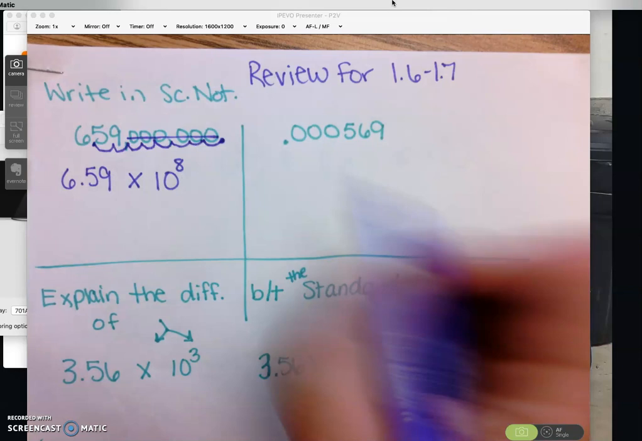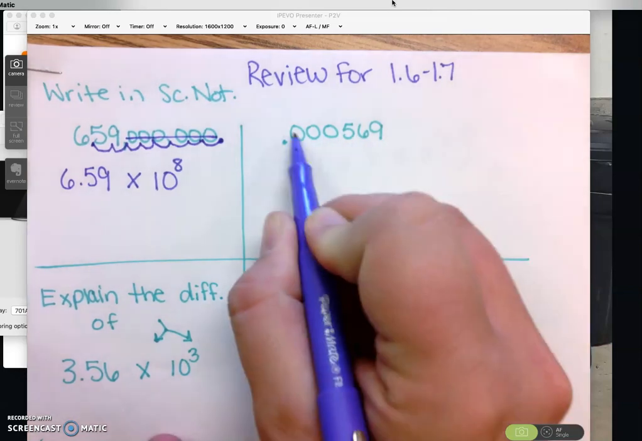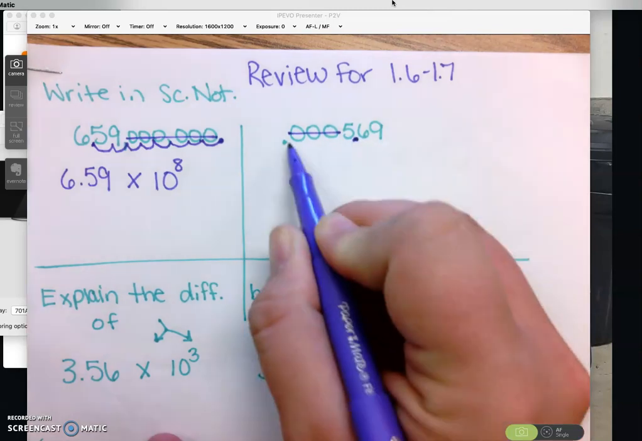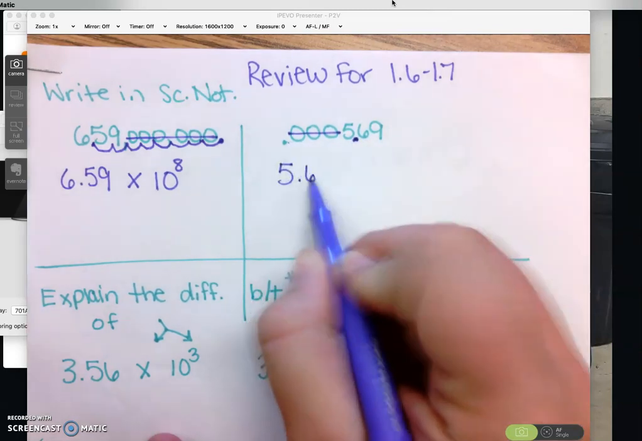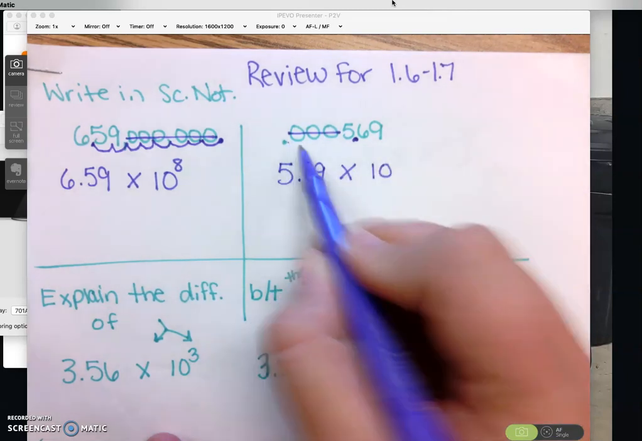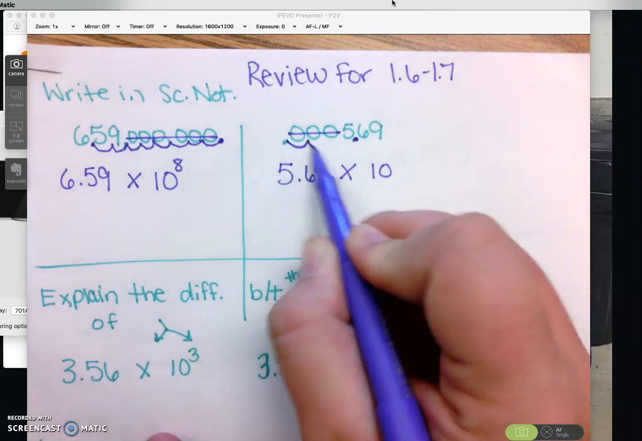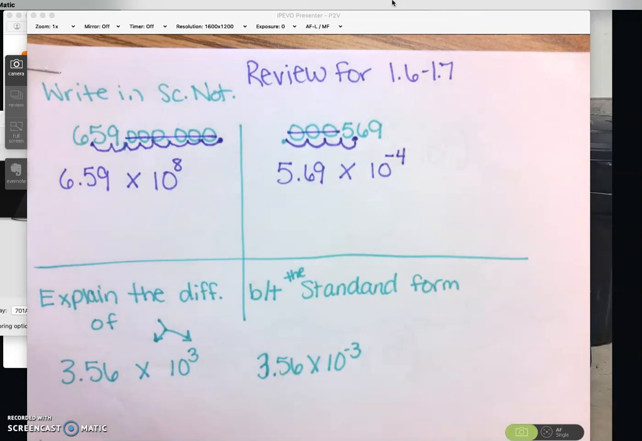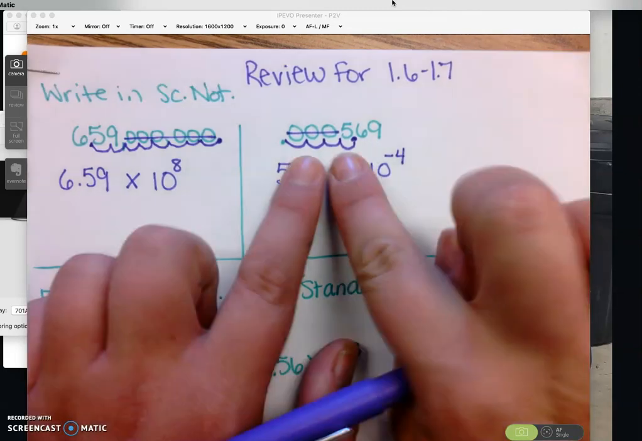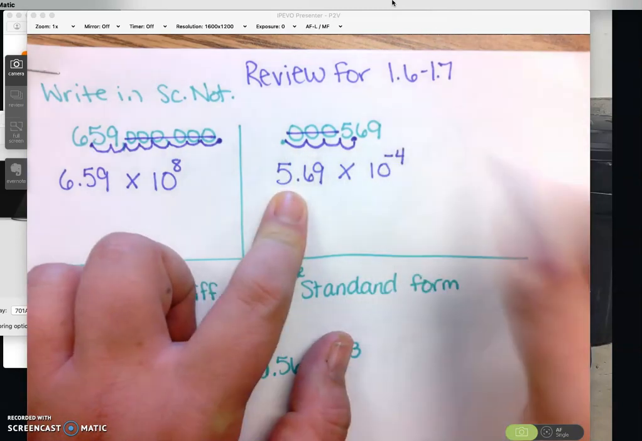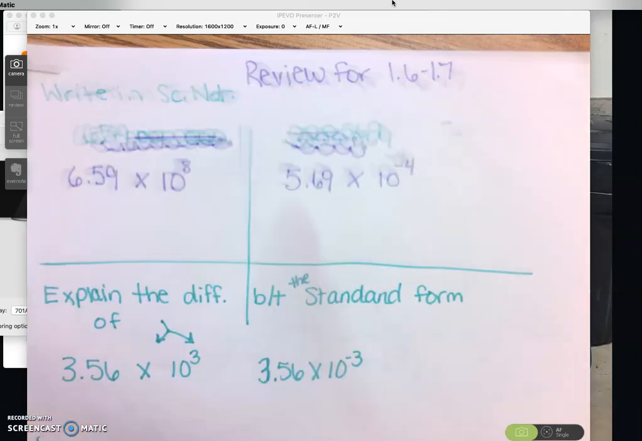This one, we need to move our decimal so that I get rid of the zeros, but it's between the first two numbers, so it needs to be to here. So it's going to be 5.69 times 10, and then we have to count how many times we're moving that decimal. So 1, 2, 3, 4. It's going to be negative fourth. Remember, a negative exponent makes that number really, really small, and this decimal number is really, really small. These are the same thing. This is standard form. This is scientific notation.